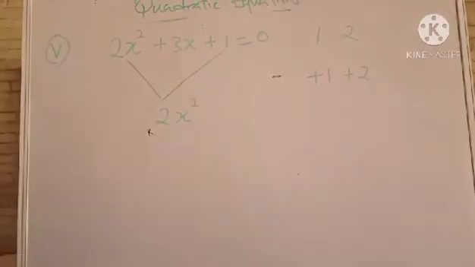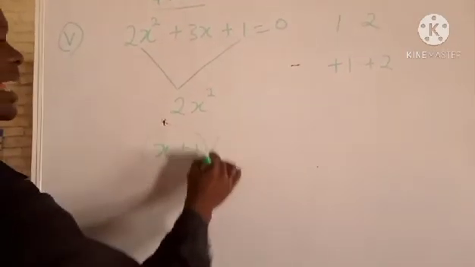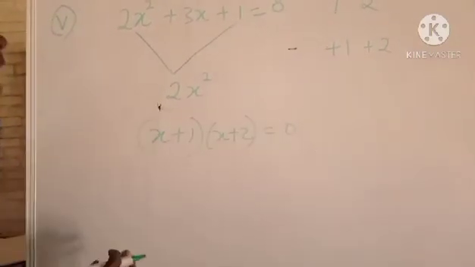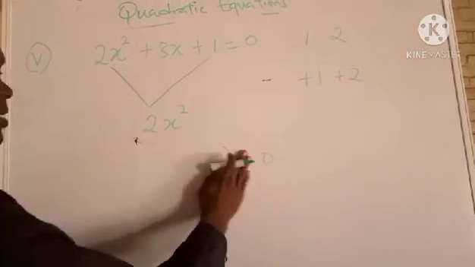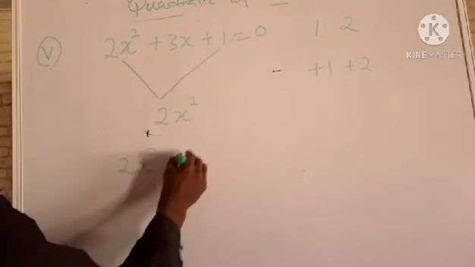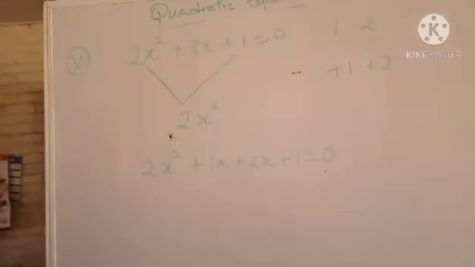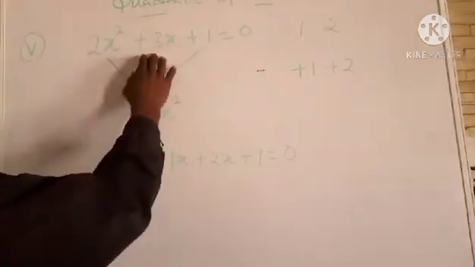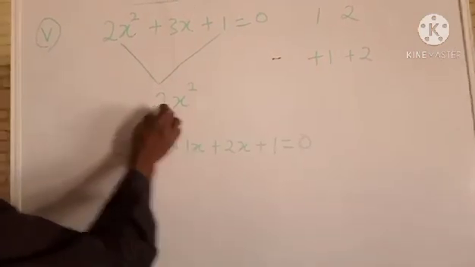This time, because there is a number in front of x squared, we can no longer go and write x plus 1, x plus 2 again. It is no longer possible to go this way. Why? Because there is a number in front of x squared. So what do we do at this point? We are now forced to write this as 2x squared plus 1x plus 2x plus 1 equal to 0. This 3x has been replaced with 1x plus 2x. How? From this and this factor.